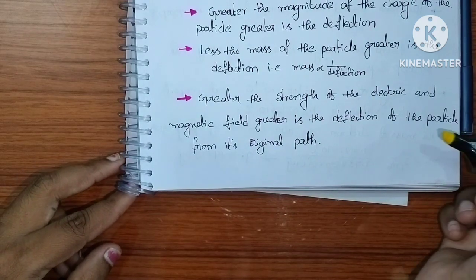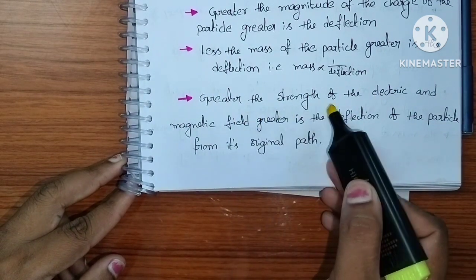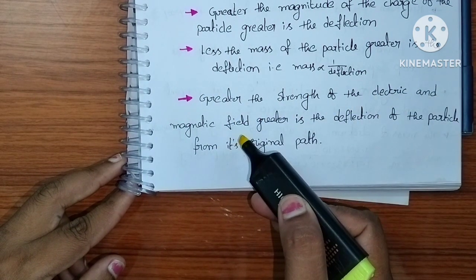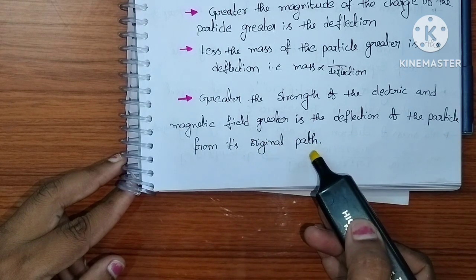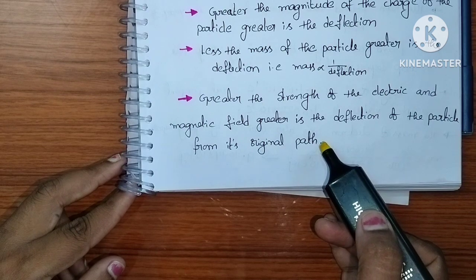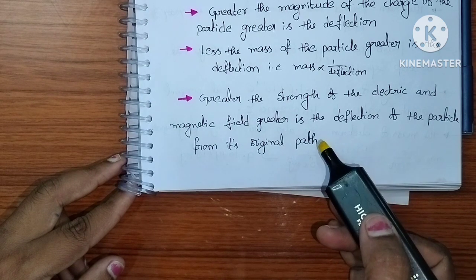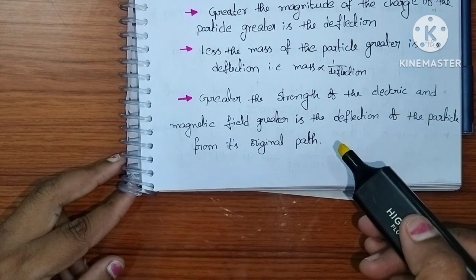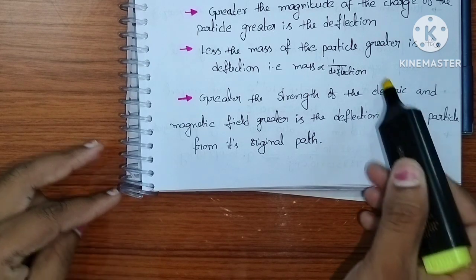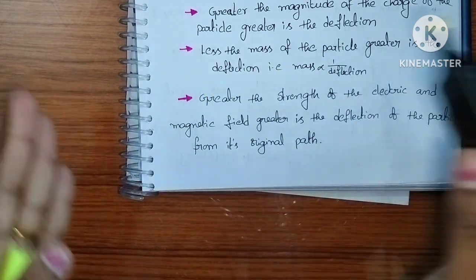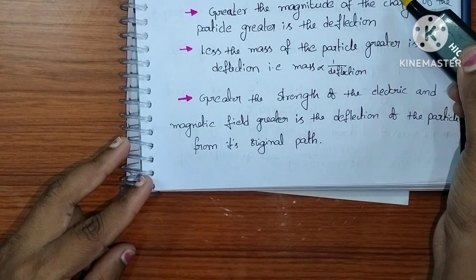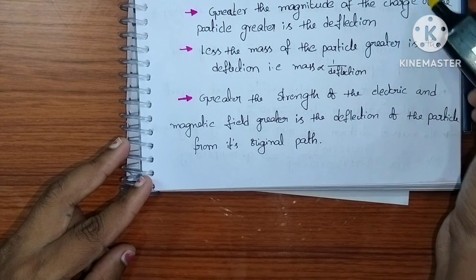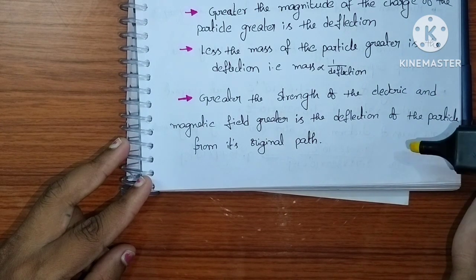Next, coming to the third factor: the greater the strength of the electric and magnetic field, the greater is the deflection of the particle from its original path. That means if the strength of the electric and magnetic field is increased, the deflection of the particle from its original path is also increased. So the deflection of the particle mainly depends upon these three factors.